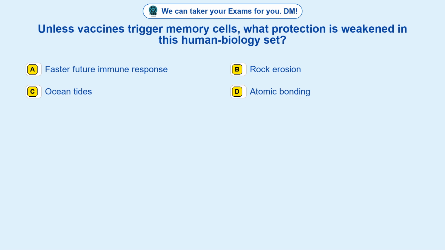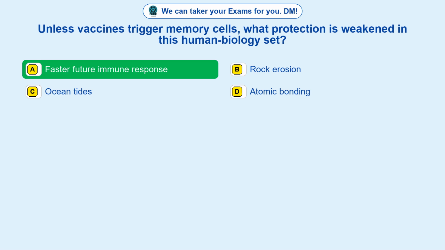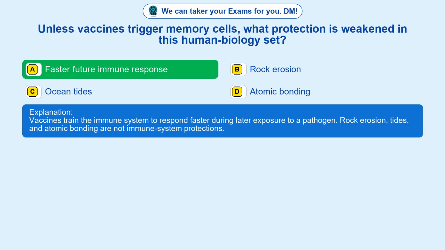Question 22. Unless vaccines trigger memory cells, what protection is weakened in this human biology set? Option A, faster future immune response. Option B, rock erosion. Option C, ocean tides. Option D, atomic bonding. The correct answer is option A. Faster future immune response. Vaccines train the immune system to respond faster during later exposure to a pathogen. Rock erosion, tides, and atomic bonding are not immune system protections.